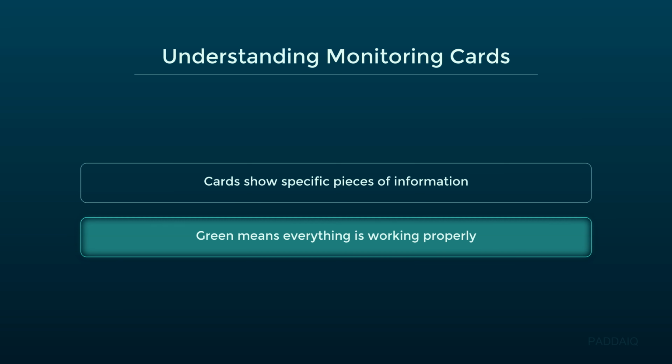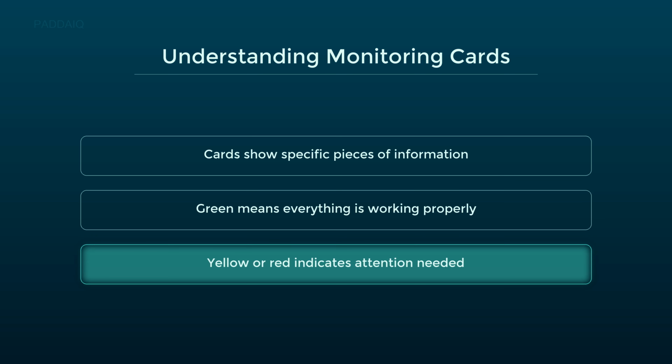Green means everything is working properly. This indicates all system components are healthy and functioning as expected. For instance, a green card for your application runtime confirms it can receive and process user requests without any issues. This clear status allows you to proceed with confidence.